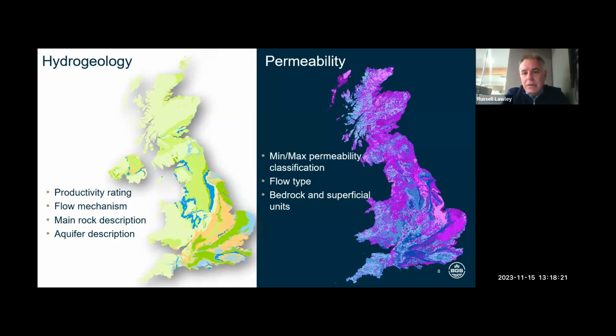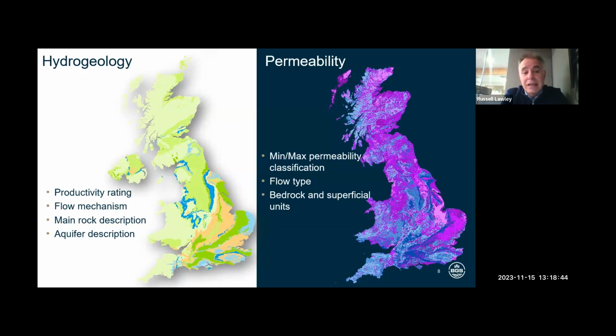Hydrogeology is another one of our older maps. It's a 625K scale model, so 625,000 scale. I do apologize, those are appalling colors on a low contrast screen, so I do apologize if you can barely see those. This has been around since the very early days. It was originally a paper map. The paper maps are still in demand, but we no longer make them.